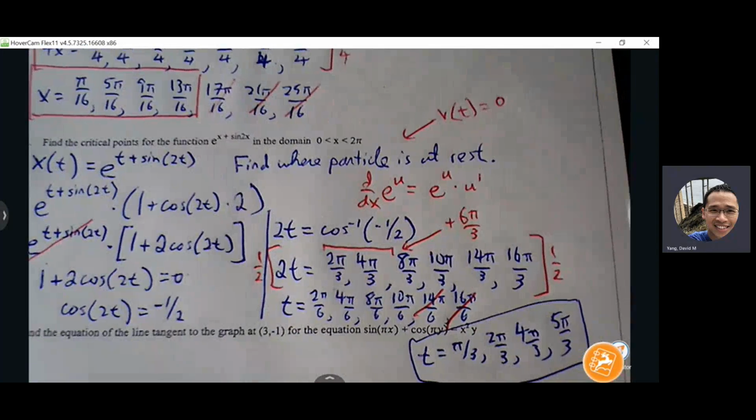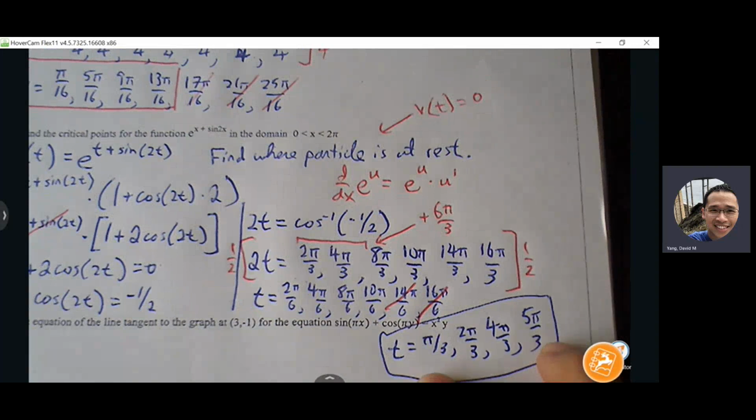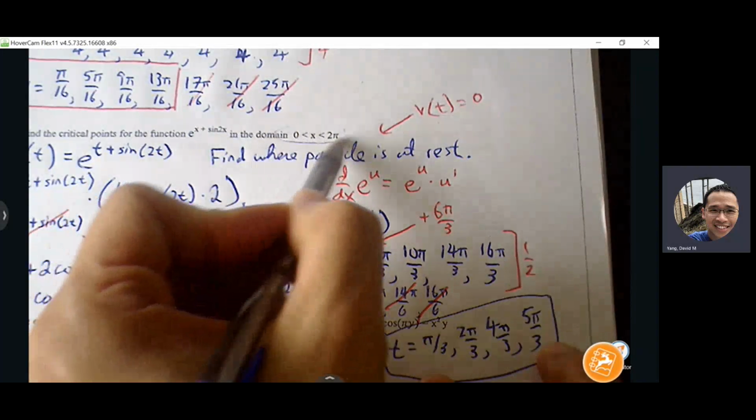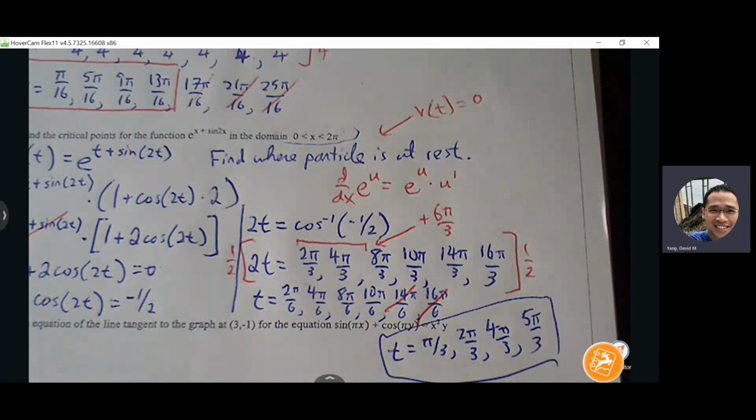Should we list all of them? Yes, we need to. After they shrink, we want everything from zero to two pi. Gotcha. Right. So that's why we want to list out more than two pi, because when they shrink, they actually end up filling in that role.